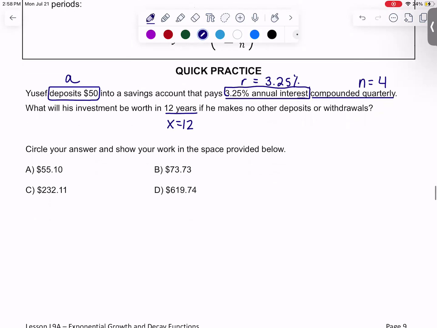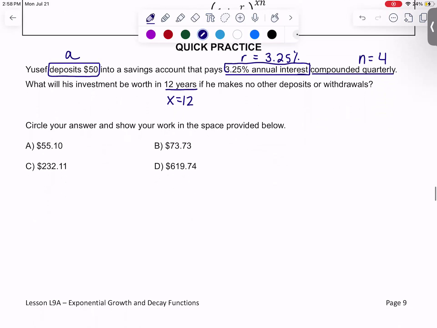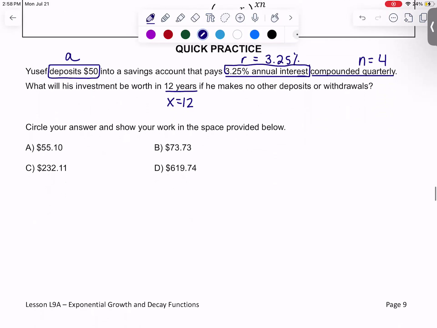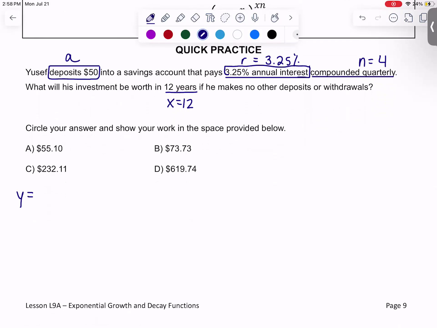So let's plug it into the formula. There's 2 ways to do this. We can plug it into the formula we used earlier. Y equals A times B to the power of X. A is $50. B is going to be 1 plus R over N.